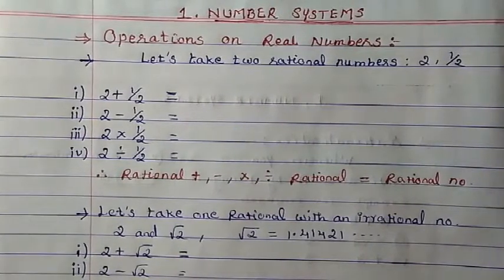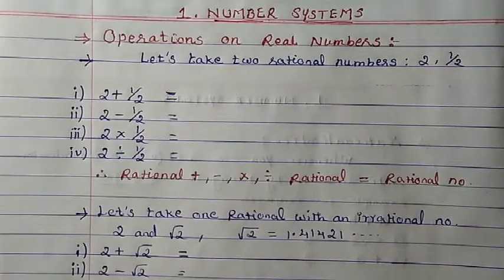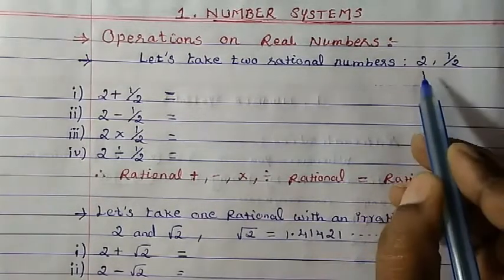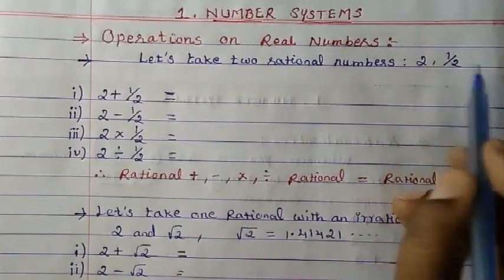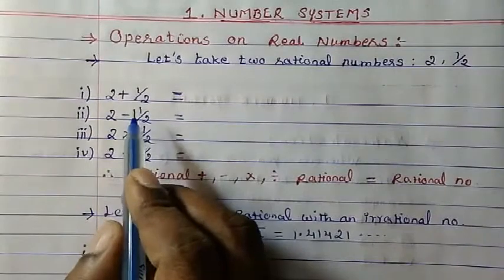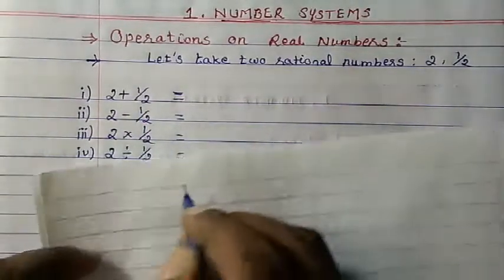Welcome to 9th Maths NCERT Chapter 1 Number Systems. Today we will study operations on real numbers. Let's take two rational numbers. Here we have taken 2 and 1 upon 2. Both are rational numbers. So when we do addition, what will we get?